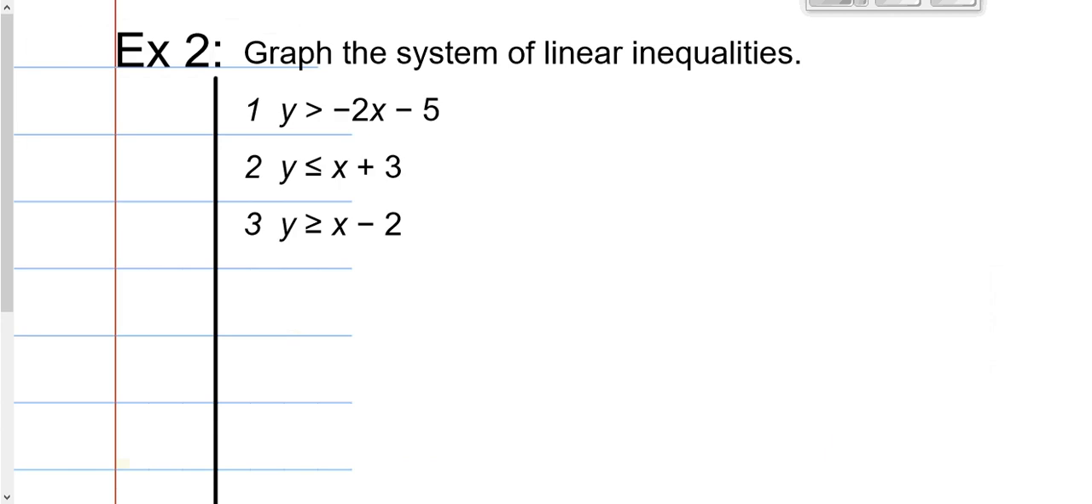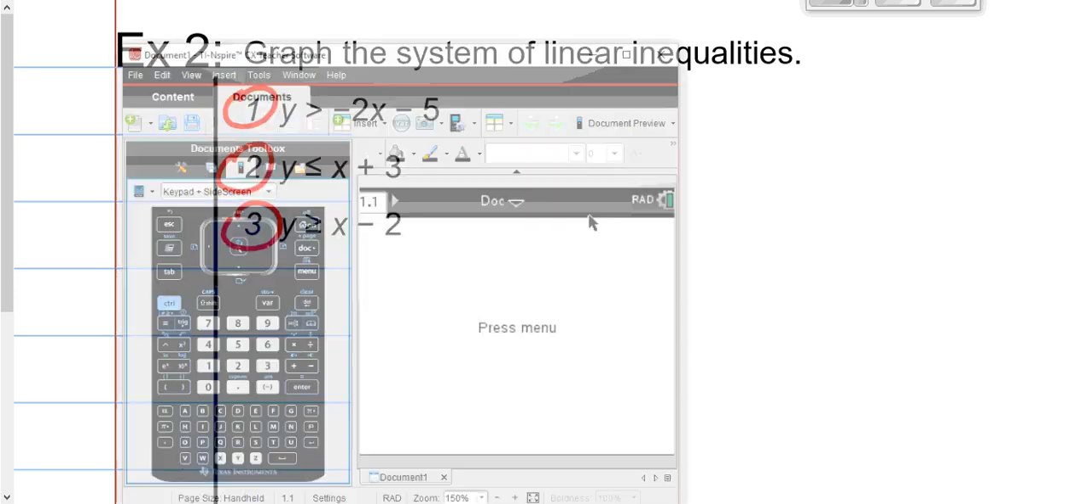So here we have, graph the system of linear inequalities. Inequality 1, y is greater than negative 2x minus 5. 2, y is less than or equal to x plus 3. And 3, y is greater than or equal to x minus 2. For this, we're going to use our calculator.